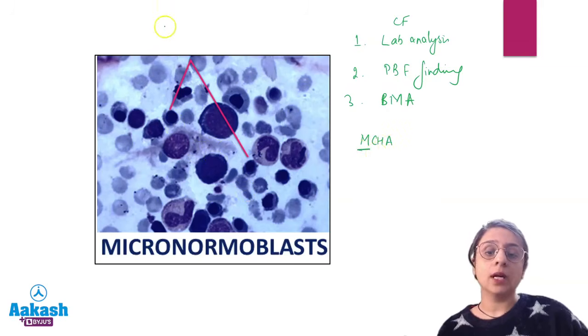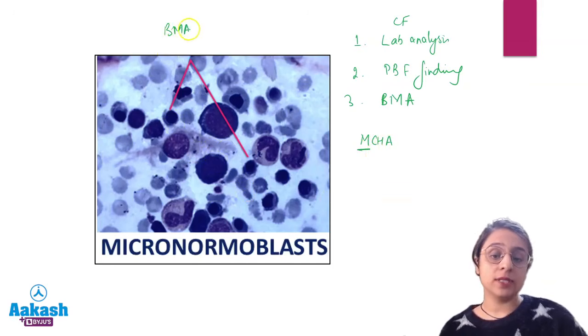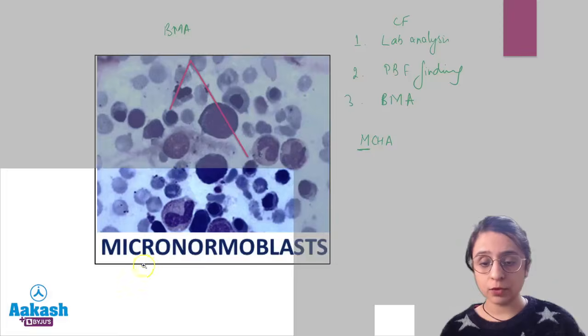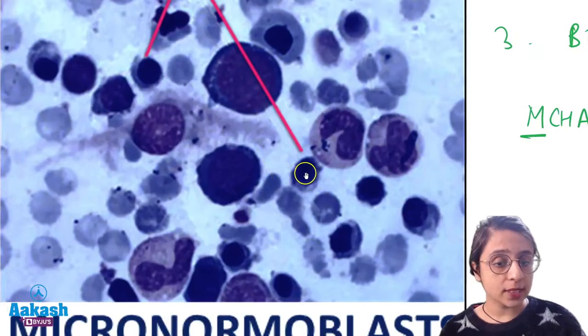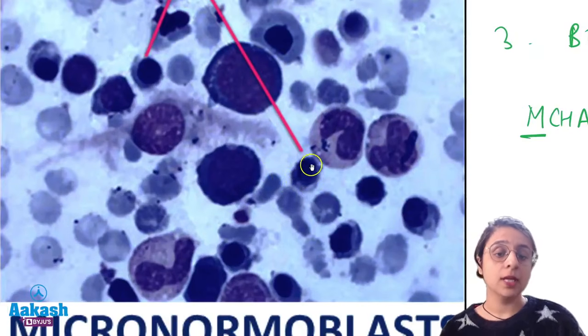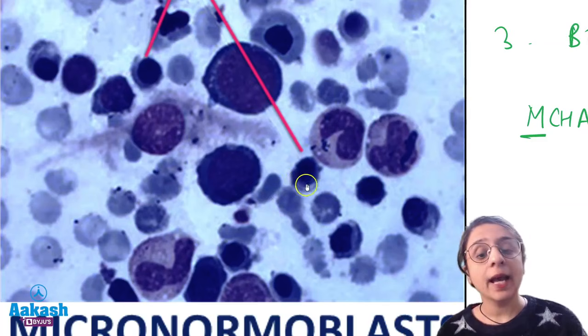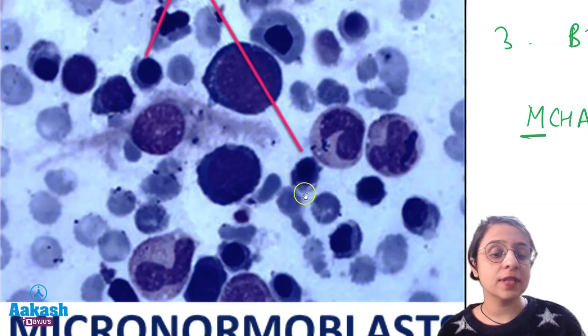Even on the bone marrow aspiration slide, you will see micronormoblasts. So let me zoom into the image and you would be able to see that they are small in size, and along with that there is fraying of cytoplasmic borders. So they are very, very small in size. They are micronormoblasts. Along with that, you can see some cytoplasmic basophilia because of the defect of the hemoglobin part. And along with that, you can see fraying of the cytoplasmic border.